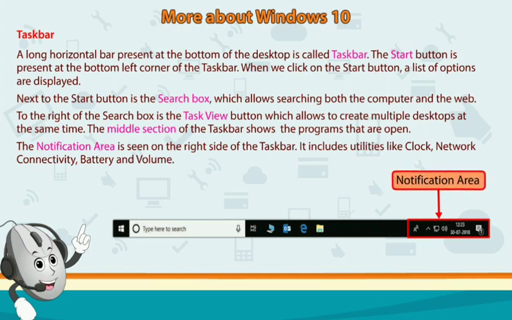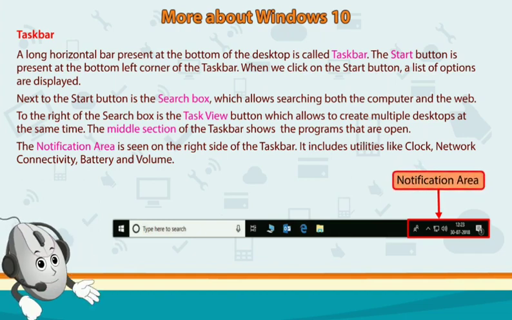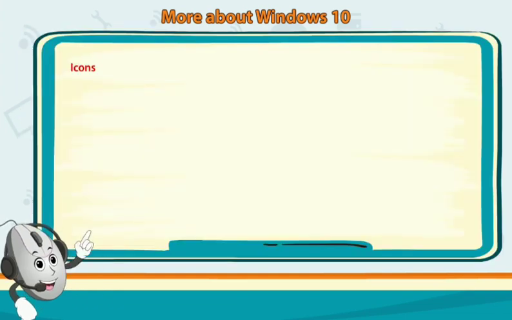This area is the notification area. It is on the right side of the taskbar. It includes utilities like clock, network connectivity, battery, and volume button. So it is the notification area.